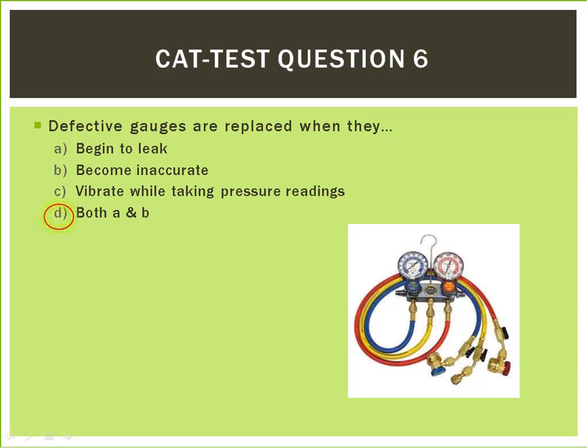Answer D is the best answer here because defective gauges should be replaced when either answer A or B occurs. Answer C is not correct because gauges may vibrate while taking pressure readings under some conditions, such as rapidly changing pressures, equipment cycling, or defective equipment, such as compressors providing a proper indication of changing conditions.